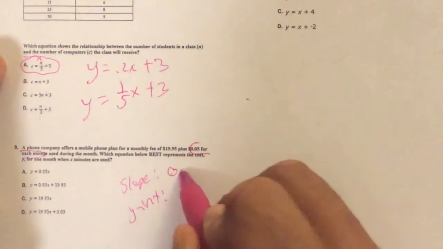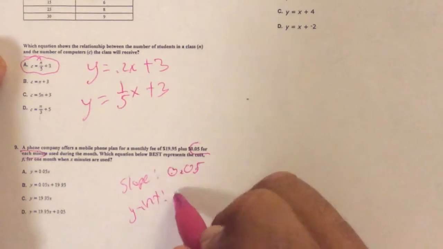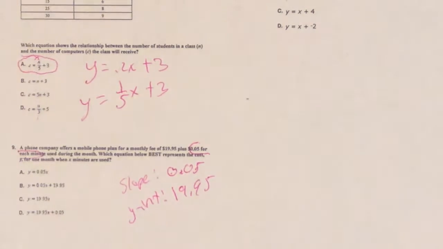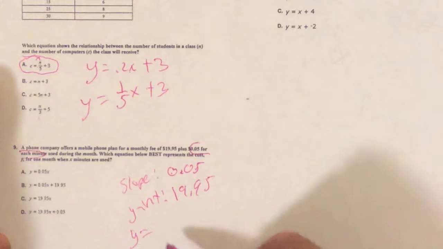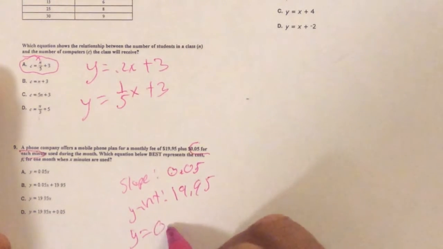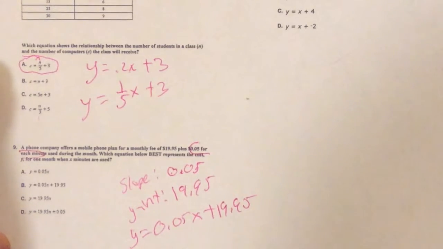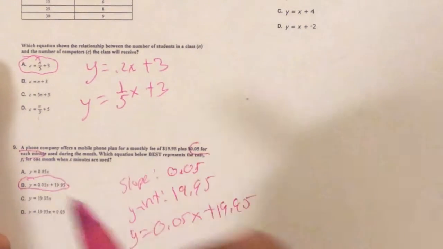So that means your slope is 0.05. Now, your y-intercept will be the initial fee, which is $19.95. That's your starting fee. So if you write your equation as y equals 0.05x plus 19.95. And of course, if you match this up, your answer is the letter B.